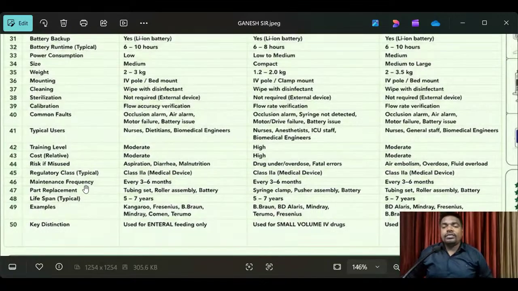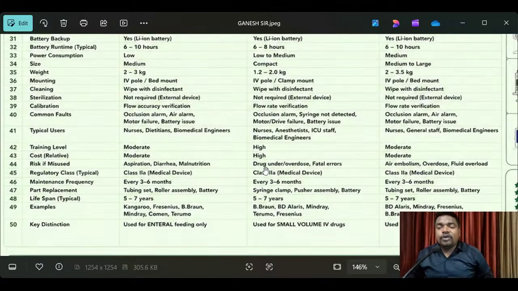Okay, and 44 points, see here, my dear engineer, listen carefully to what I'm saying here. 44 point, risk if misused. Risk if misused means I'm going to take a comparison point: if not handled properly, then what will happen. So for the feeding pump: aspiration, diarrhea, malnutrition. Okay, so these will happen to the patient.